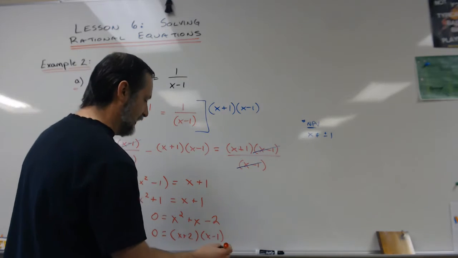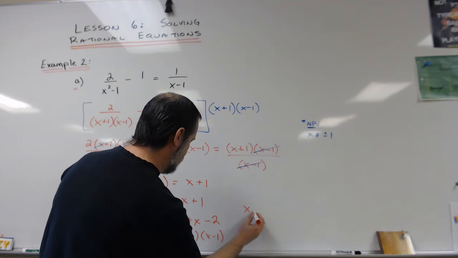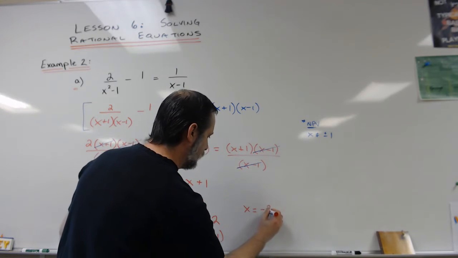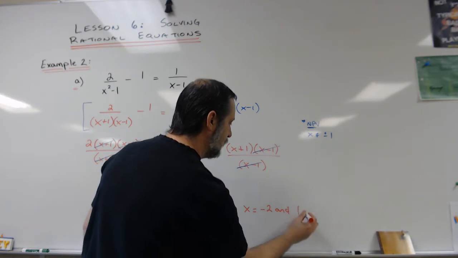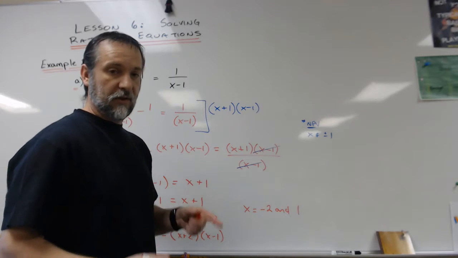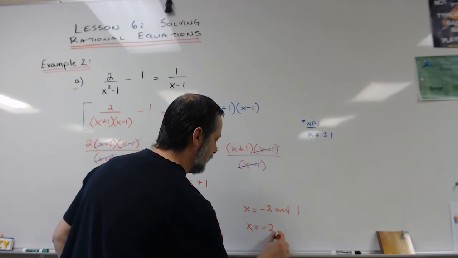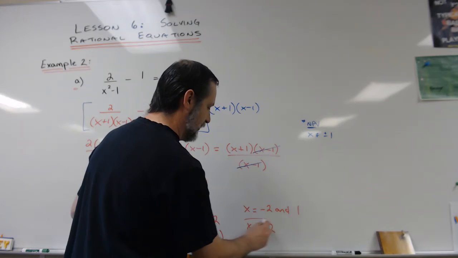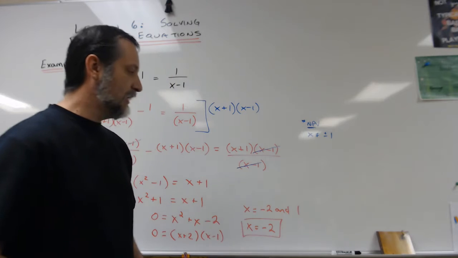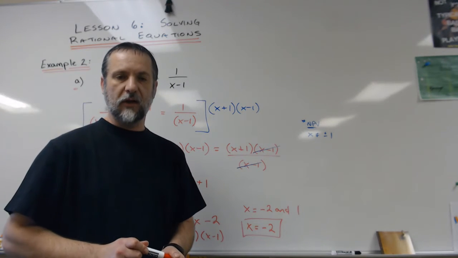So therefore my answer is going to equal, I ran out of room again here. So x is going to equal negative 2 and 1. I take a look at my NPVs. Oh, wait a minute, x can't equal plus or minus 1. Therefore, x equals negative 2. And that is my final answer, as the 1 would be an extraneous root. So there we go, that is example 2A.